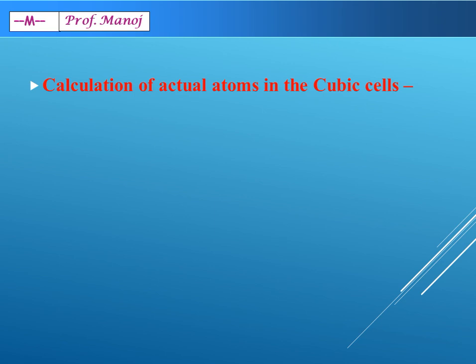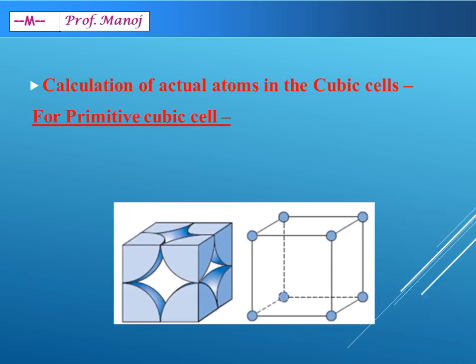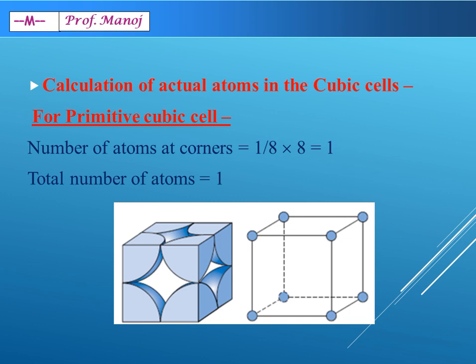So if you are asked to calculate the number of atoms in a unit cell, how do we calculate for a primitive unit cell? Imagine a primitive unit cell has only atoms at the corners. So the number of atoms is 1 upon 8 into 8, that makes it 1. So the total number of atoms in a primitive cubic cell is only 1 and don't imagine it to be 8.